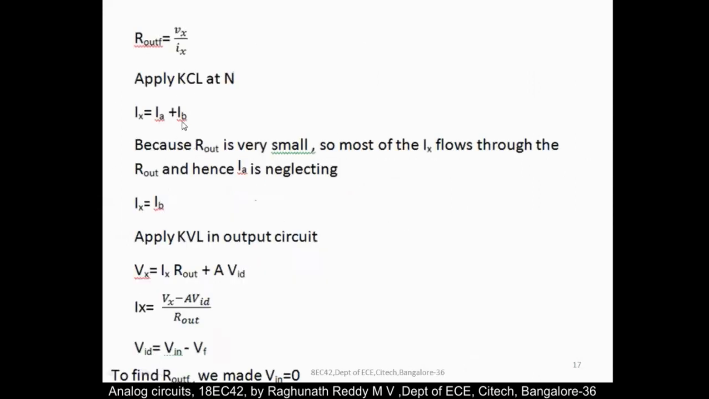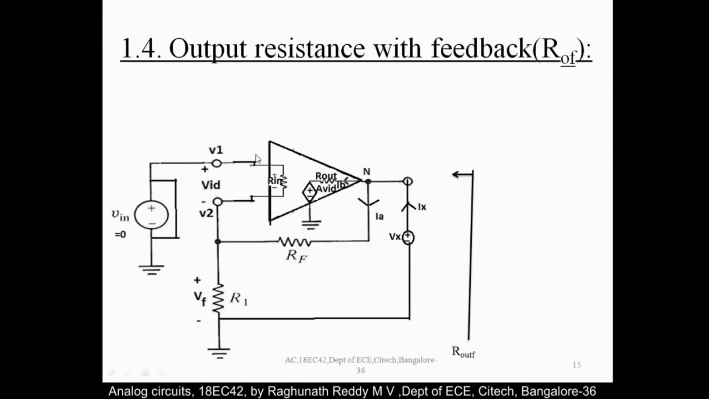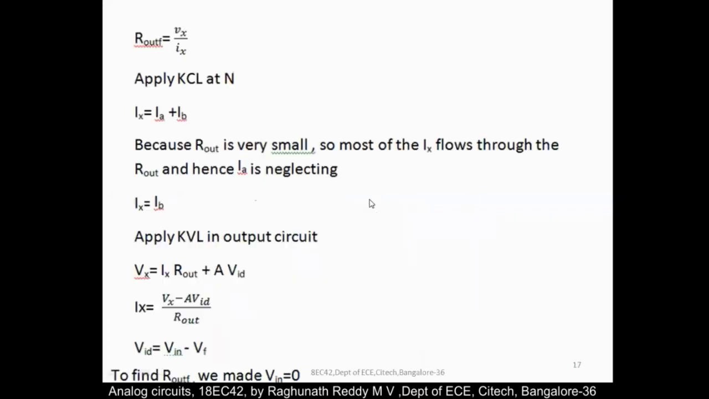Ix equal to IA plus IB. Because Rout is very small in this circuit compared with the feedback network resistances, most of the Ix will be flowing through this resistance Rout, so that IA will be neglected. If IA is neglected, then Ix equal to IB.